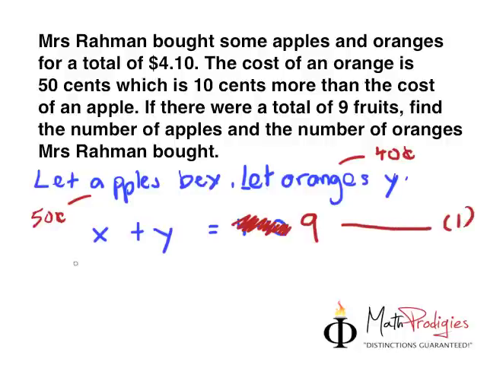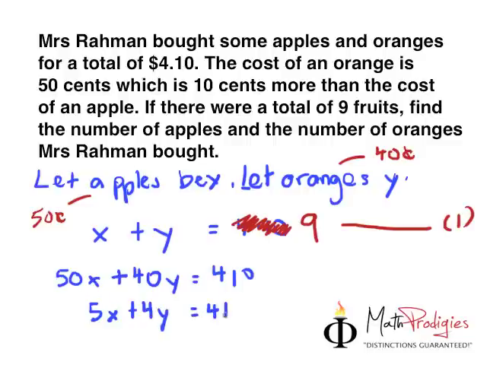Equation number 2 is, you know that 50 cents is times x and 40 cents times y. So 50 cents times x plus 40 cents times y gives 50x plus 40y equals to what? $4.10 in cents equals to 410. Can you reduce it further? Yes, you can. It becomes 5x plus 4y equals to 41. And hence the second equation is 5x plus 4y equals to 41. Now that we have both equations, we can do using substitution or using elimination to find out what are x and y.